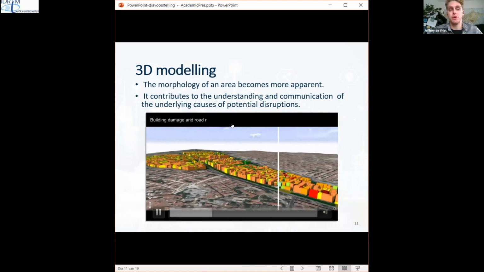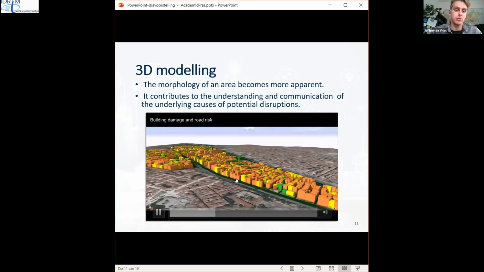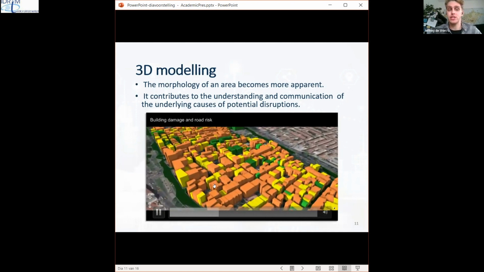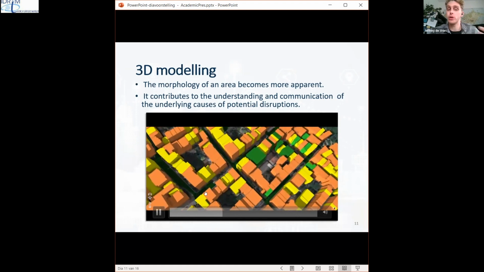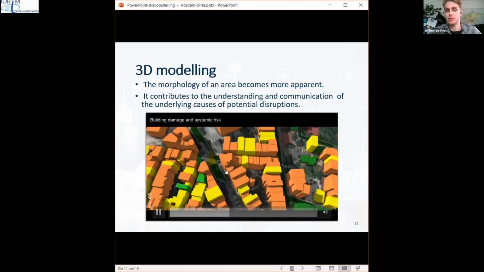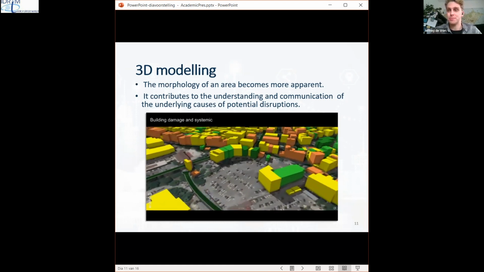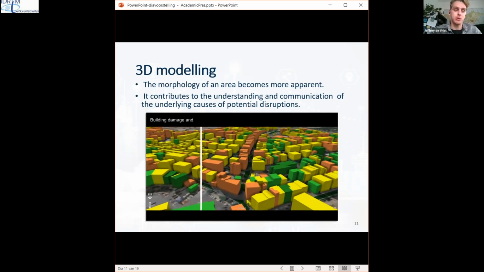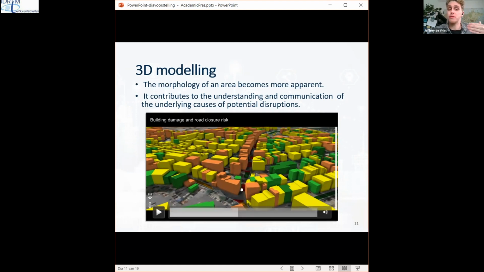Here we move to building damage and road risk, and we go to an area where you can see that the road is colored green, which means low risk of damage, but there's actually medium systemic risk. So there are other aspects that will make it difficult to reach. And here we have building damage and road closure risk. Here in the middle road, which is colored red, there's a very high risk of being closed by debris. This can be explained by the tall buildings, which are relatively tall in comparison to the width of the road and are also damage prone.